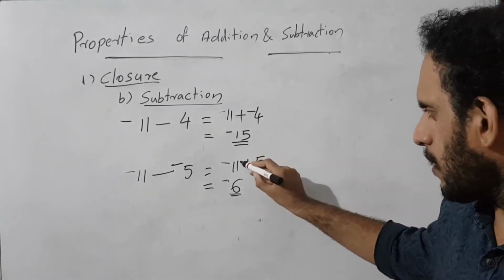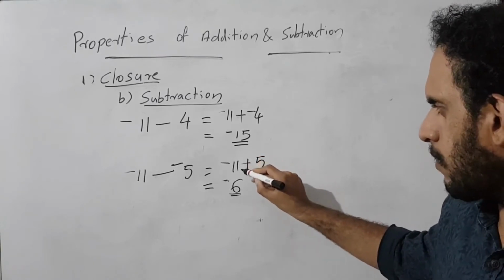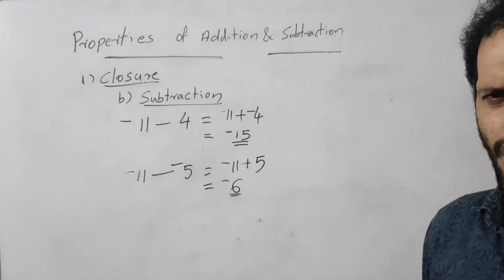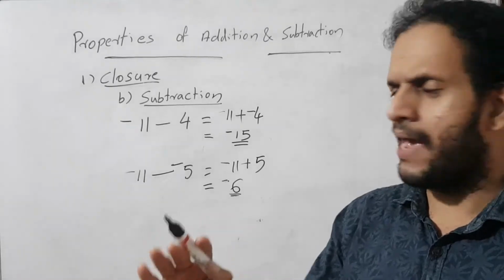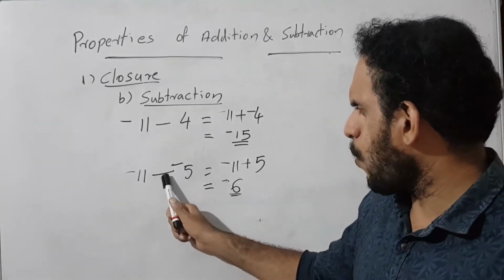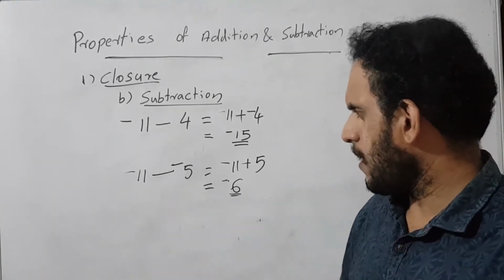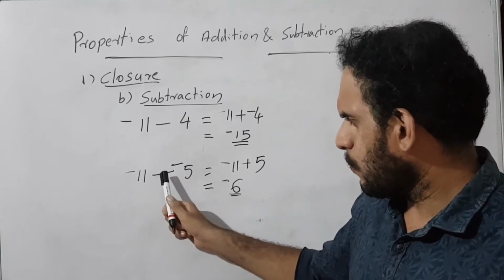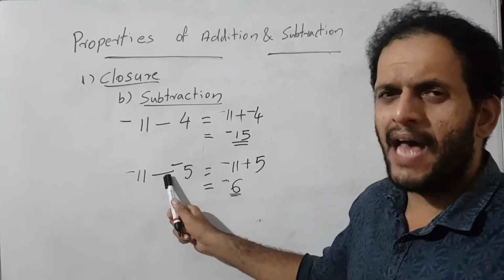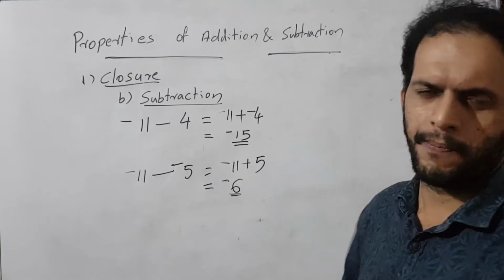Then here we got the symbol plus, correct? Here we got the symbol plus. So we generalize the idea like this. If we get two minus signs together, that will change to plus.